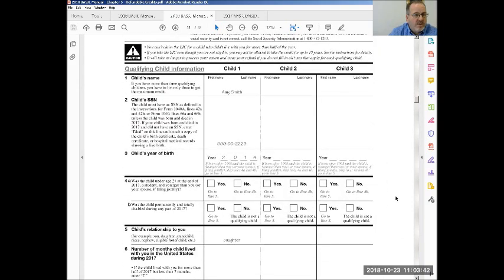And you can see it talks about the child's social security number. If you don't have a child social security number, it doesn't work. Child's year of birth, there we got the age. It asks you, was the child under 24 at the end of the year, a student, and younger than you? If the answer is no, then you can go to the next one. Was the child permanently and totally disabled during any part of 2017? Yes. So even if that's yes and the child's 25, there might be an earned income credit. They'll scrutinize this one.